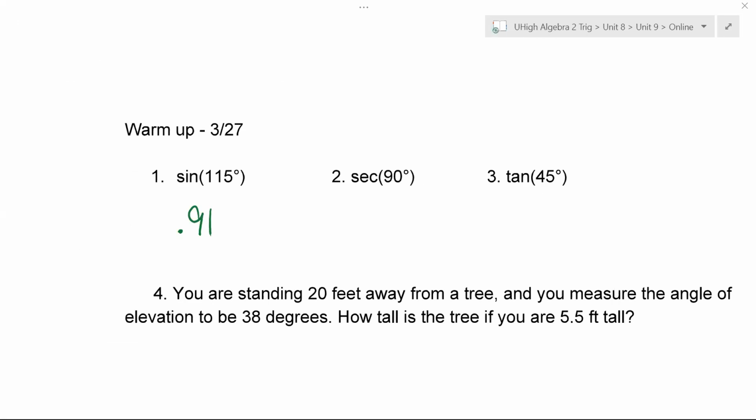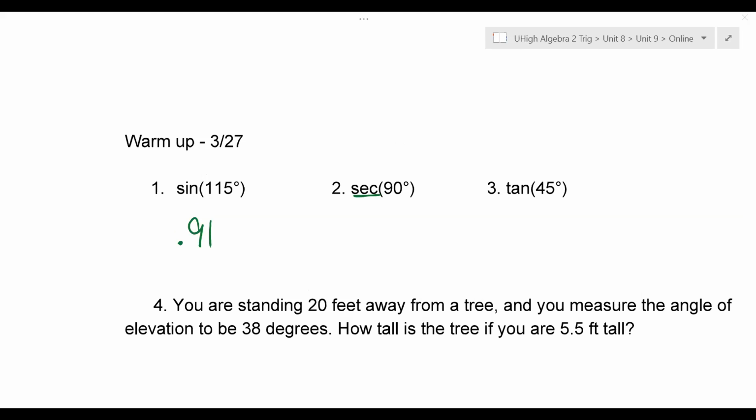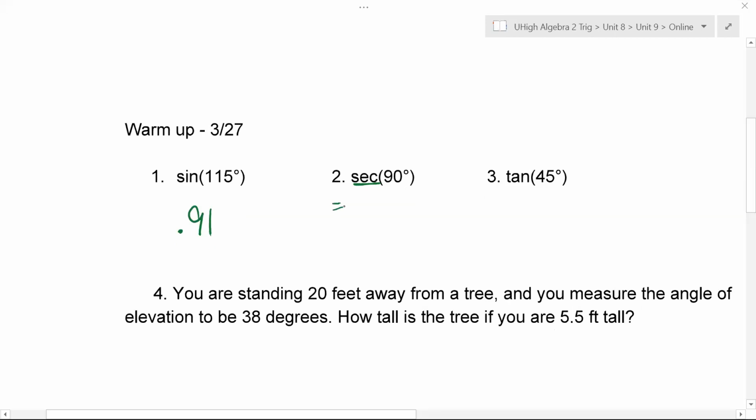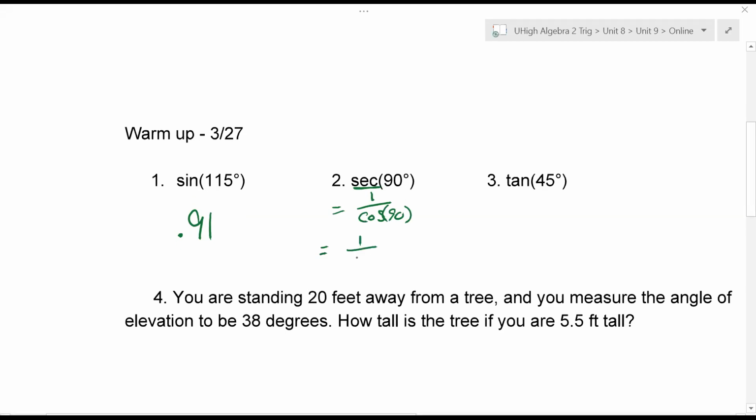So remember, most of us don't have a secant button on our calculator. So we have to think, what is our reciprocal ratio? Well, the reciprocal ratio of secant is cosine. So this is the same as 1 over the cosine of 90 degrees. And if you type the cosine of 90 degrees into your calculator, you get 0.